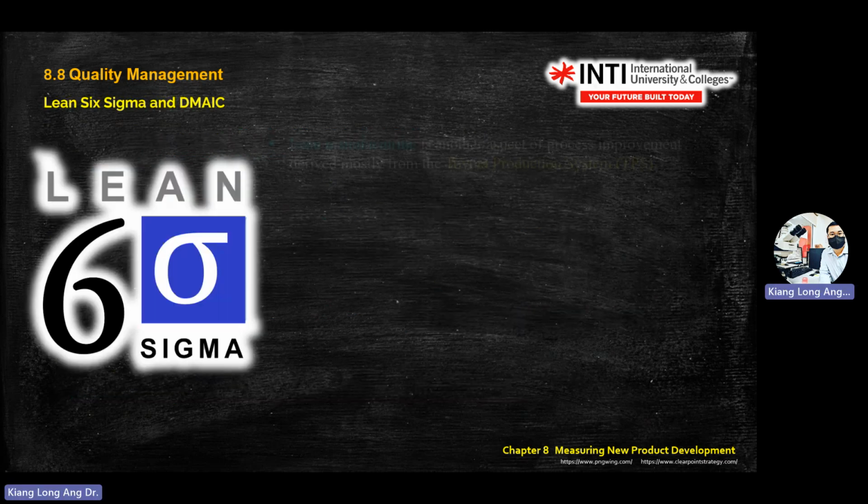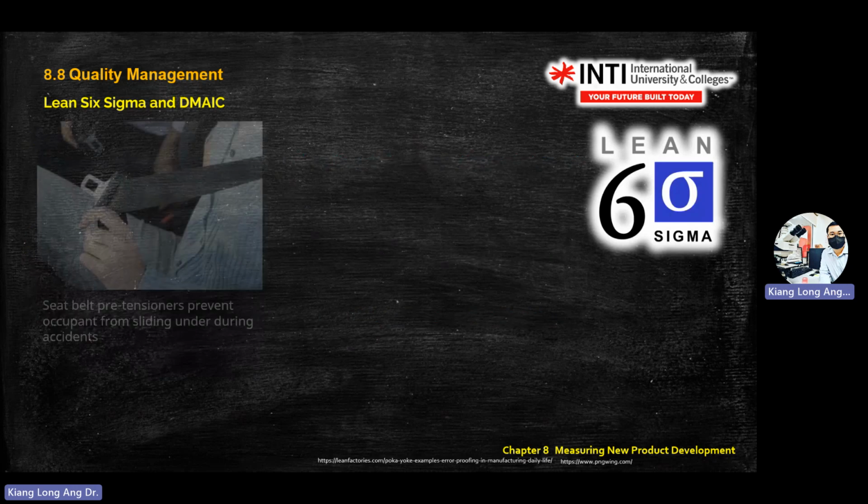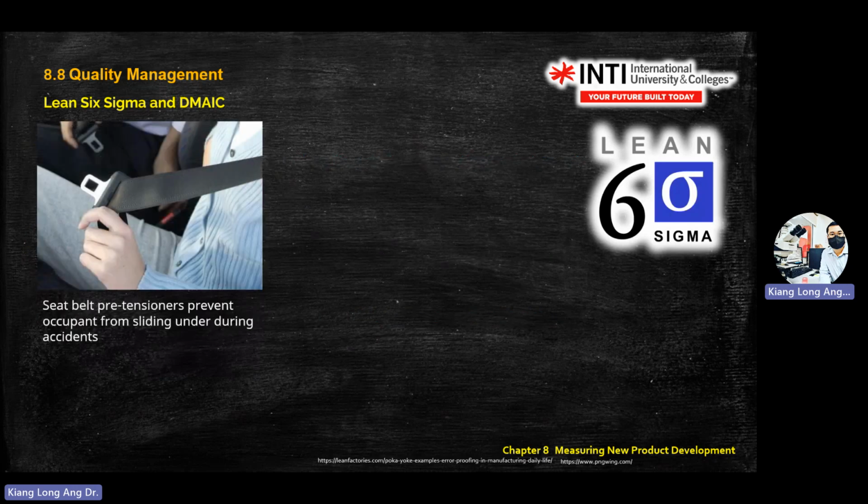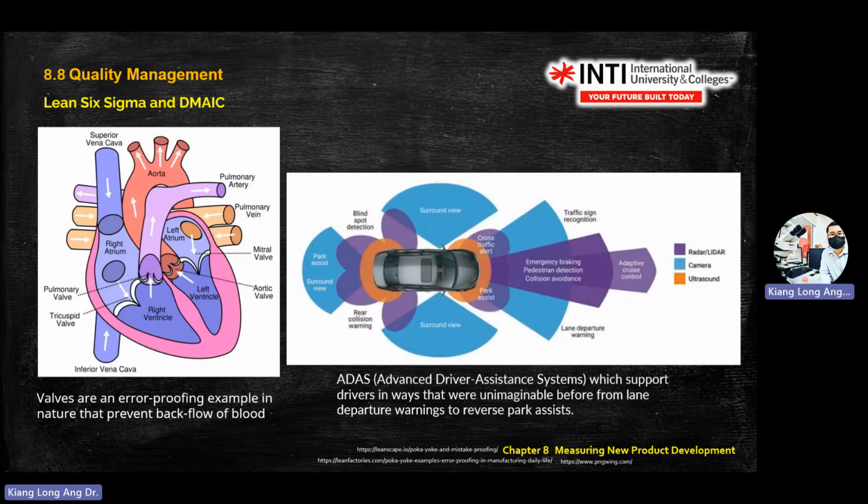Six Sigma, Lean Six Sigma, Pokayoki: your seat belt, plug, and so on. Even your heart is Pokayoki, you only have one way of blood flow. Nowadays, if you work in automotive, you have all these sensors. They are also Pokayoki systems. It's prevention, everything automatic prevention.